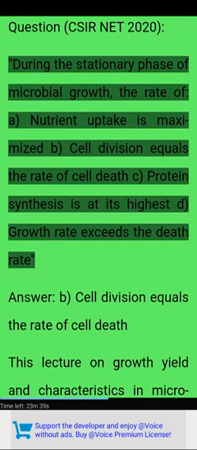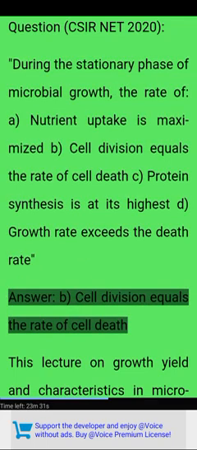Question, CSIR NET 2020. During the stationary phase of microbial growth, the rate of: A. Nutrient uptake is maximized. B. Cell division equals the rate of cell death. C. Protein synthesis is at its highest. D. Growth rate exceeds the death rate. Answer. B. Cell division equals the rate of cell death.